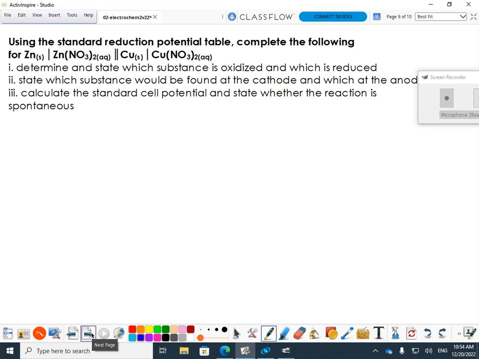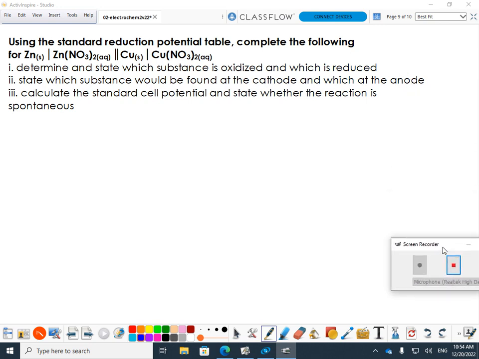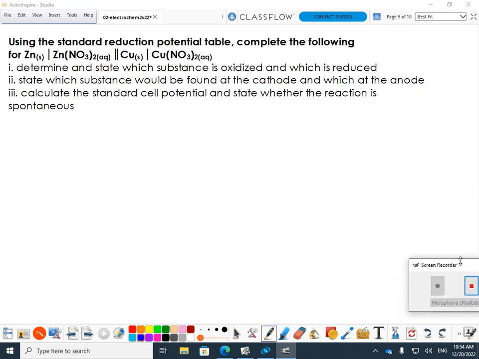Okay, so this question, there's two of them, I included this. This is called cell notation, okay? But it really is sort of the same thing as writing the half reactions. We're going to decide which substance is oxidized and which substance is reduced. Then I took this off the exam, but it's sort of memorizing: cathode is reduction, anode is oxidation, and then we're going to calculate the standard cell potential and state whether the reaction is spontaneous.